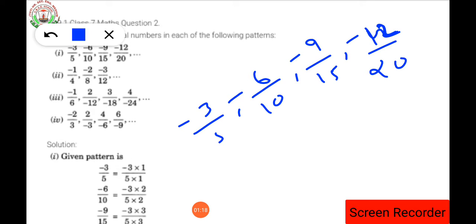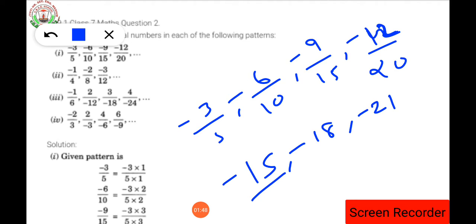So here we can see in the numerator minus 3, minus 6, minus 9, minus 12. This is the multiplication table of 3. That means after minus 12, the next numbers will be minus 15, then minus 18, then minus 21. Now seeing the denominator: 5, 10, 15, 20. So again 5, 10, 15, 20 is the table of 5.